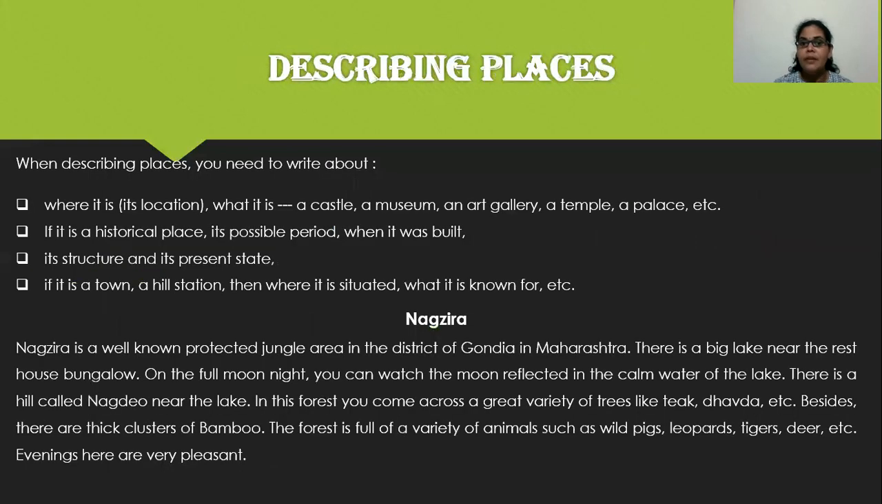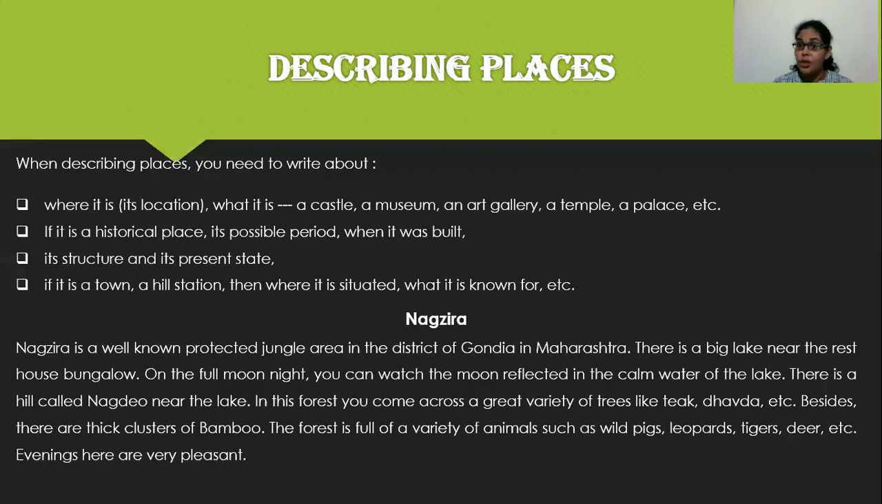Now quickly we'll move to describing places. When you describe places, you should talk about where it is, the location, what it is, which particular place you're describing. It's an area, a temple, a gallery, a museum, a lake. Be very clear about what it is. For example, if it's a historical place, you can talk about its period, who built it, when it was built, before BC, after BC, AD.